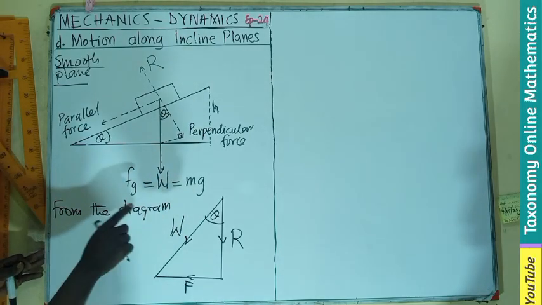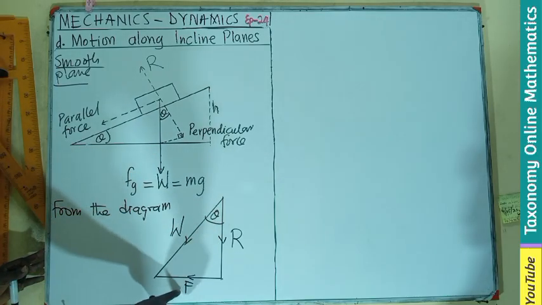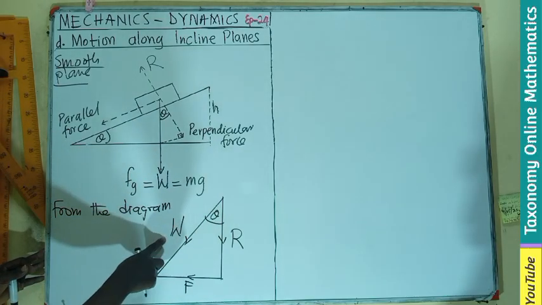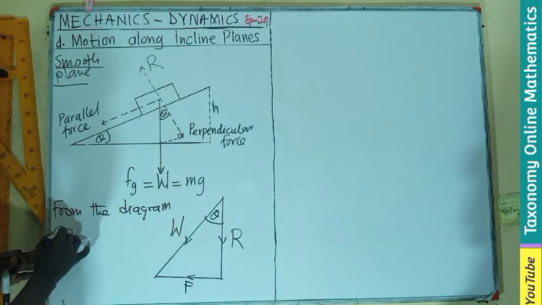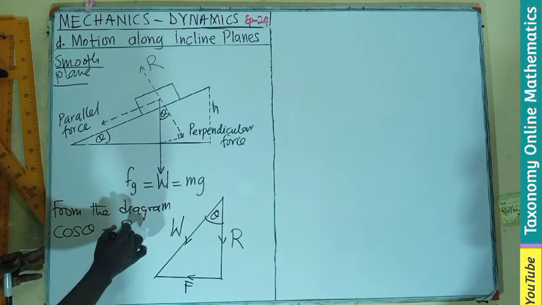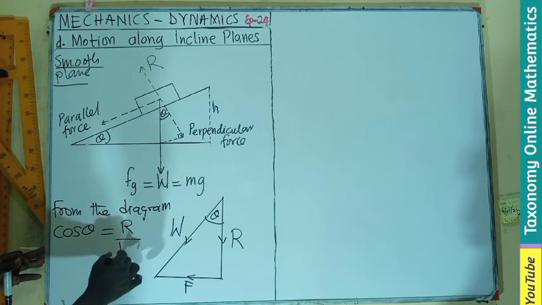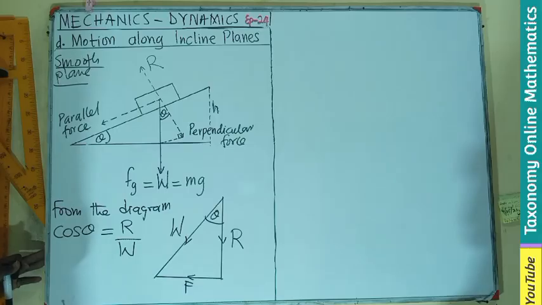What am I going to do? I want to use the cos. So the cos of this is adjacent over hypotenuse. So that is going to be cos theta equals the adjacent side, which is R, divided by what? The hypotenuse, which is going to be the W. I guess that is clear.